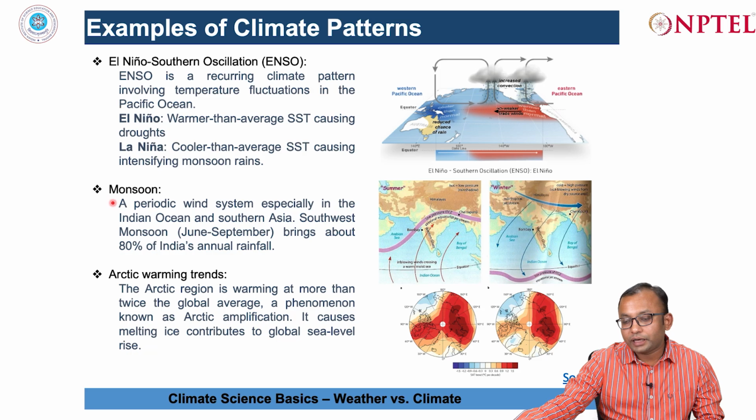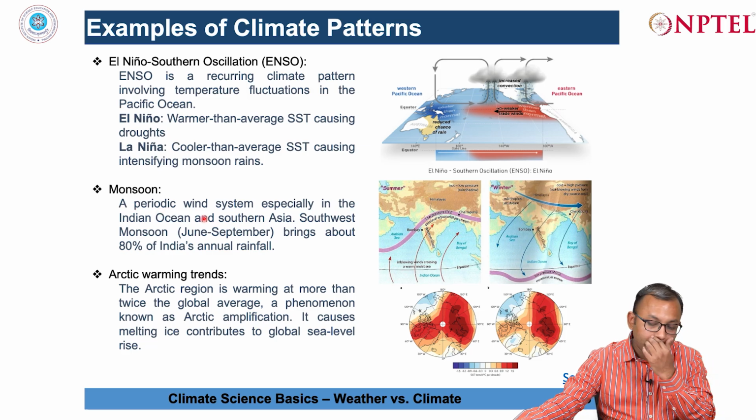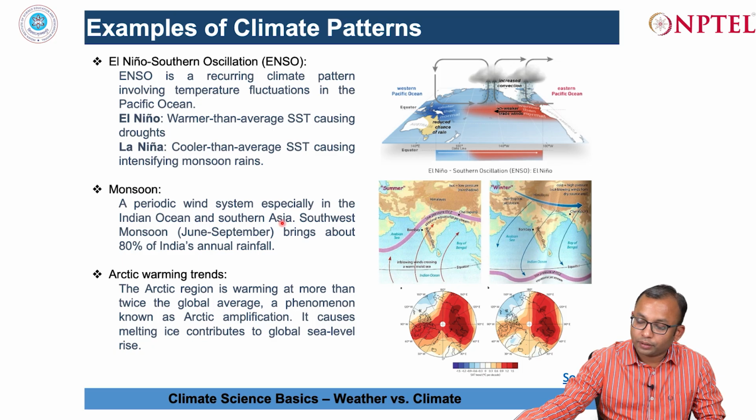Then another example of a climatic pattern is the monsoon. If you talk about the monsoon, it is a periodic wind system especially in the Indian Ocean and southern Asia, which comes towards the Indian region and brings lots of rainfall, particularly during the June, July, August and September months, and it is responsible for lots of monsoon-dependent activities in the Indian region. This is one of the very important climatic patterns in the Indian subcontinent region, which is very robust and happens on a longer time scale and for a larger spatial scale also.